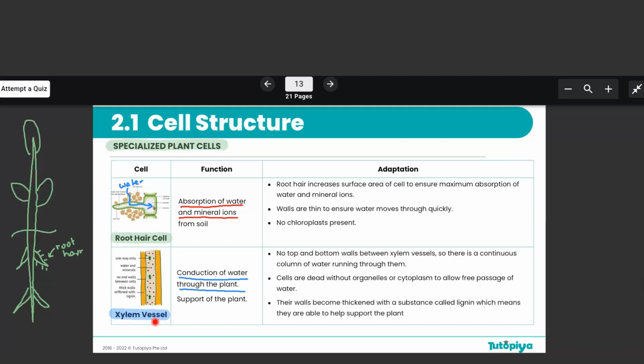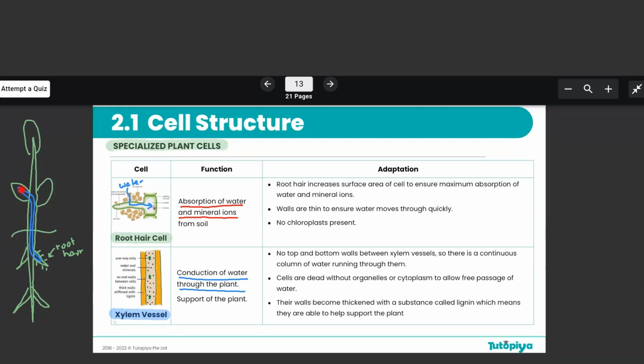Now, the xylem vessels are found in the xylem tissue of the root, as well as the xylem tissue of the stem, as well as the xylem tissue of the leaf. So the xylem vessels carry up this water from the roots, up the stems, and to every single leaf of the plant and every part of the plant.